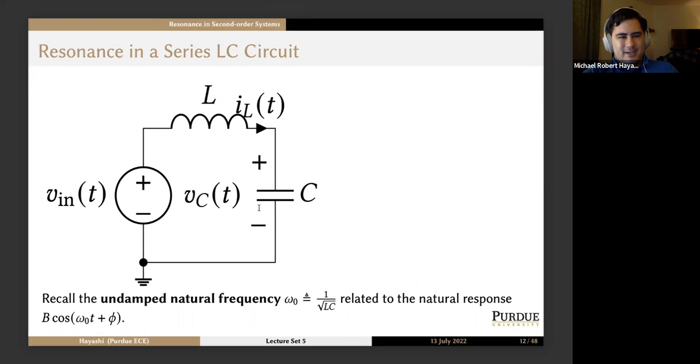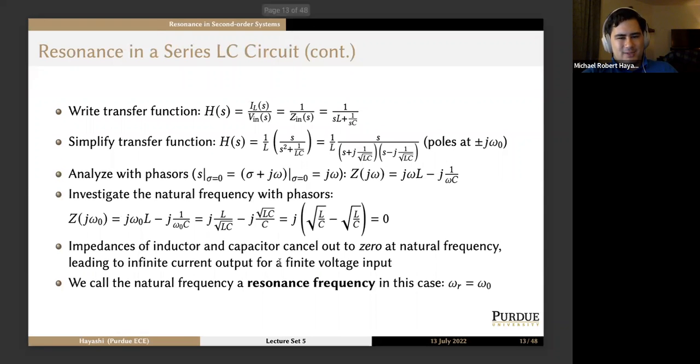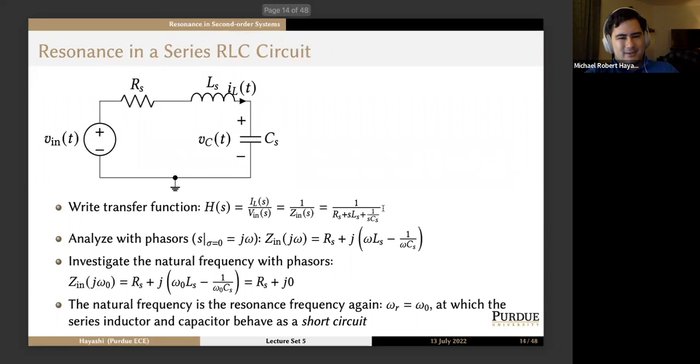We looked at the series LC circuit, and the resonant frequency is just omega naught. When we plug in Z of omega naught, we get that the impedance of the entire thing goes to 0 because there's no real part of impedance. When we looked at the series RLC circuit, the imaginary part of impedance went away, so there's 0 reactance, but there's still a resistance RS in the series RLC circuit.